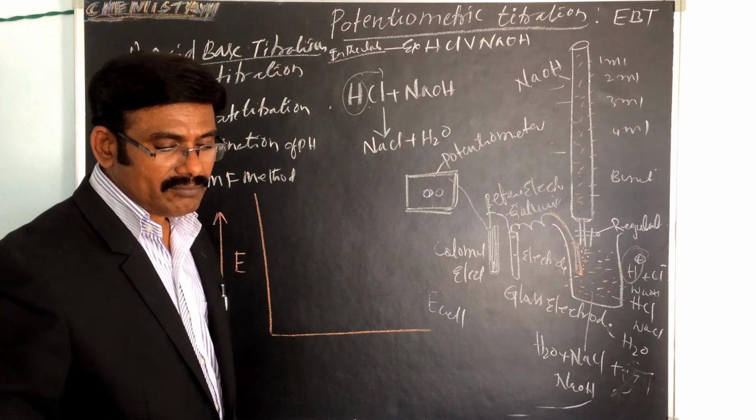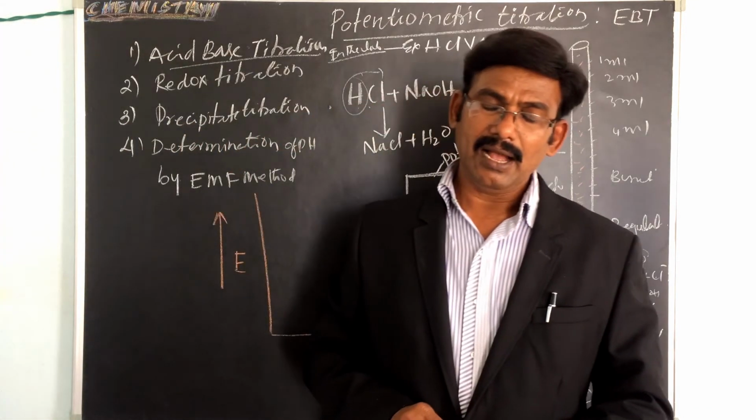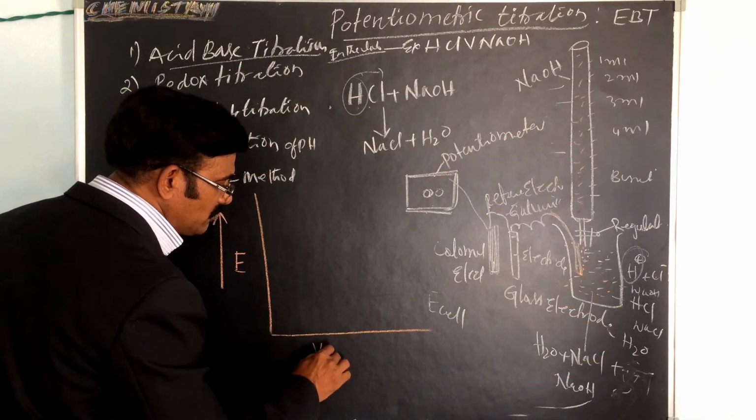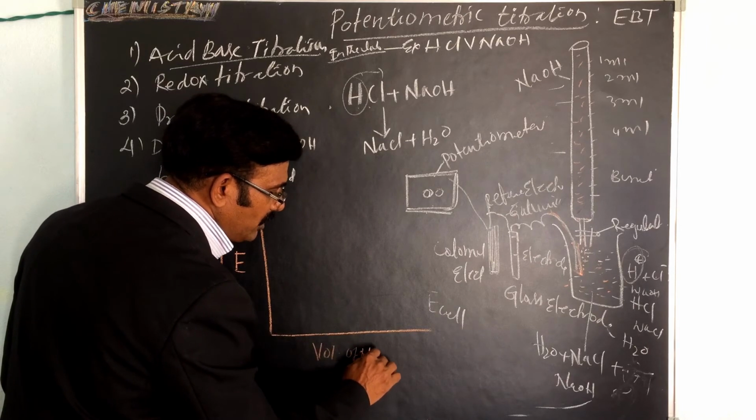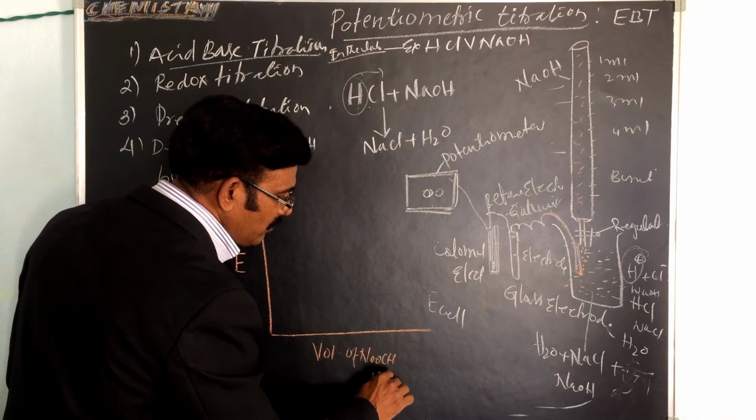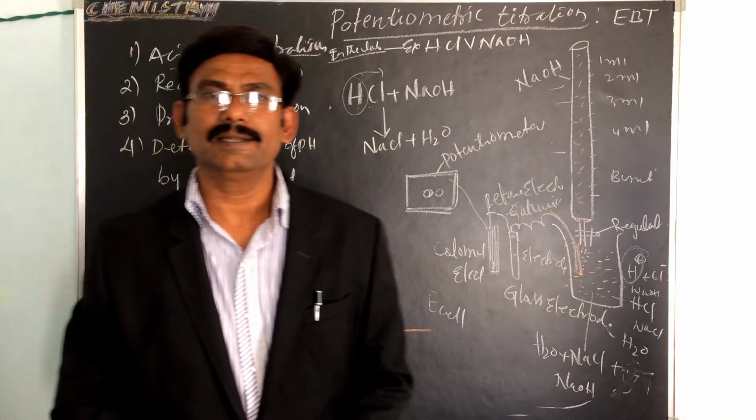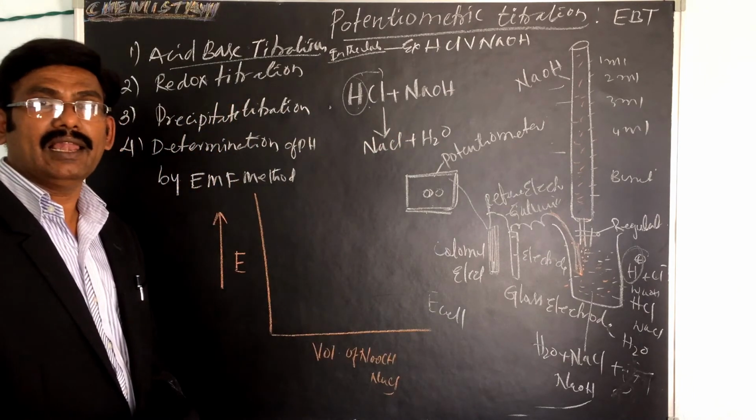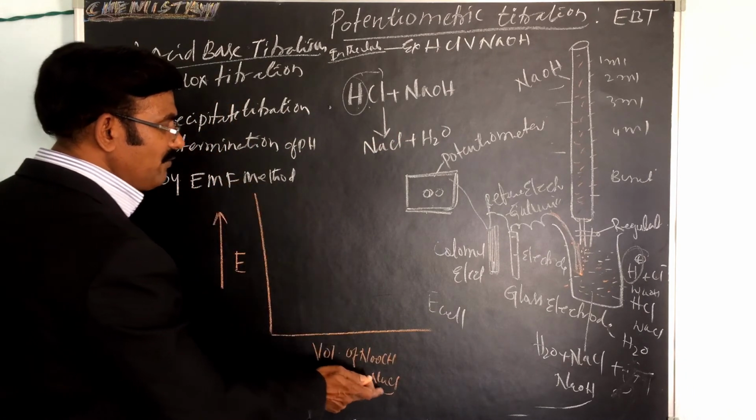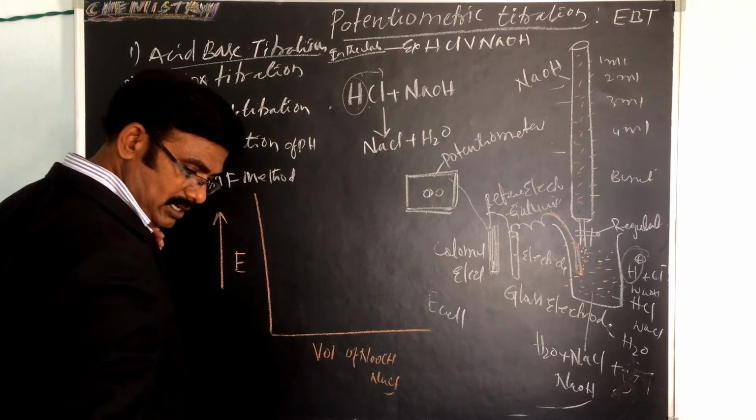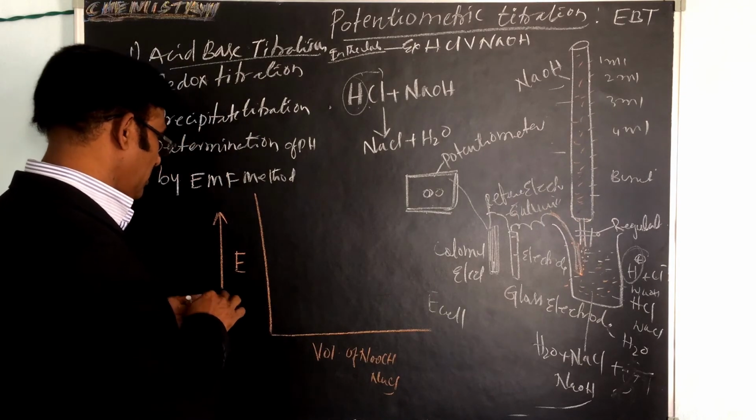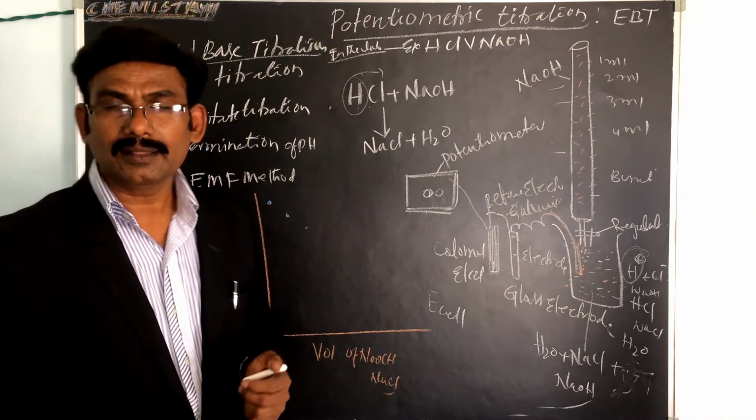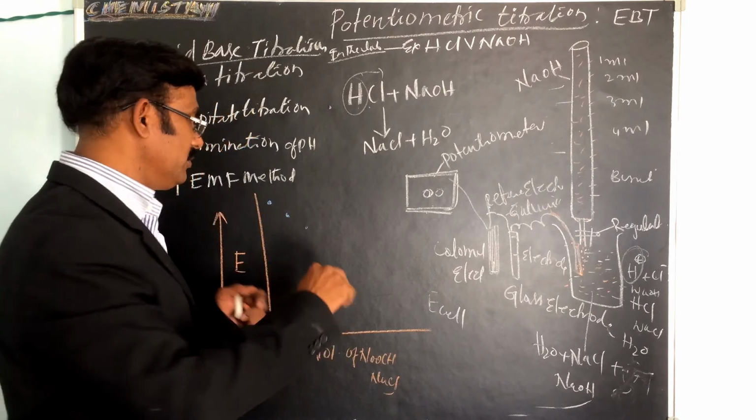And sodium chloride formation takes place here. Here, sodium chloride means volume of NaOH. You can take the volume of NaOH, meaning sodium chloride formation. So here, every 1 ml, the formation of NaCl happens. What happened here? Like this, a curved shape will come here.